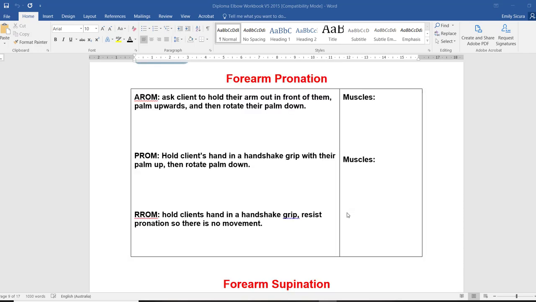Forearm pronation, actively ask the client to hold their arm out in front of them with their palm upwards and then rotate their palm down. Passively hold the client's hand in a handshake grip with their palm up and rotate the palm down. And resistively hold the client's hand in a handshake grip and resist pronation so there's no movement.